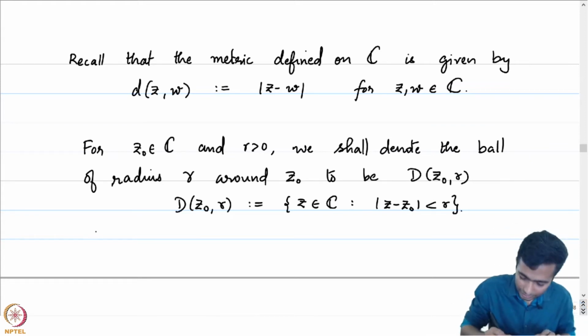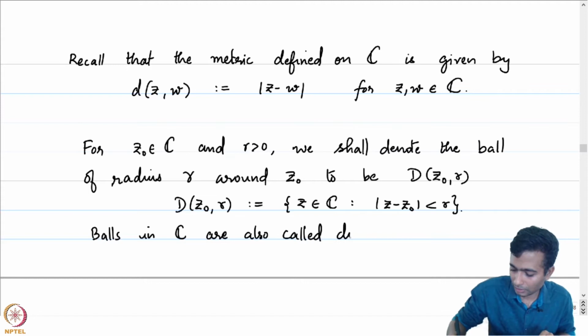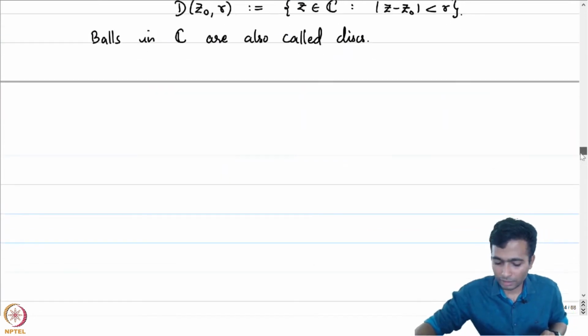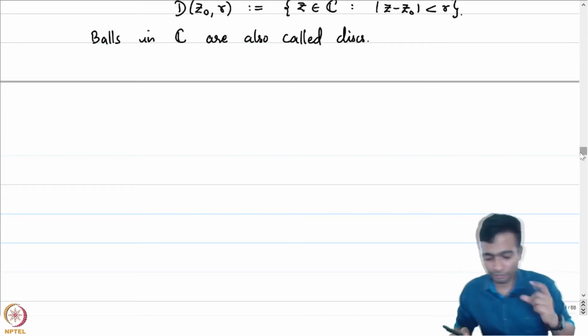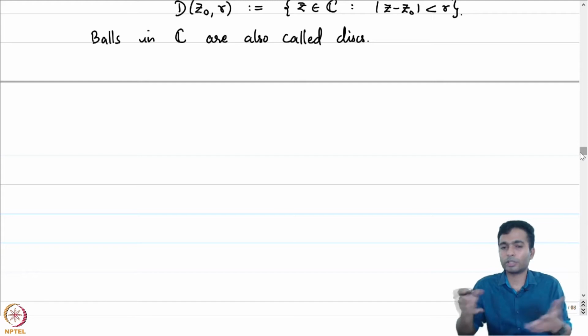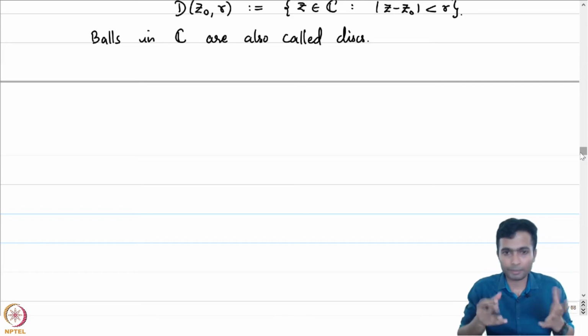So the D here is actually for disk. So balls in C are also called disks. That's the reason why we have used the letter D for the balls. If we are to work with a general metric space, which we will do sometimes in this lecture itself, we will use capital B instead of capital D. It should mean the same thing.